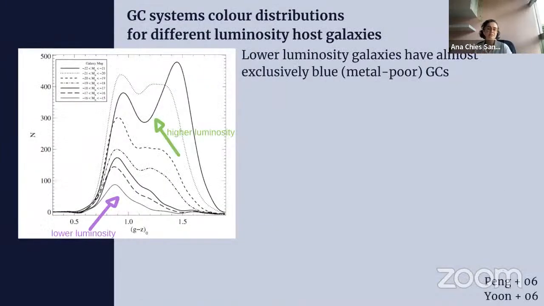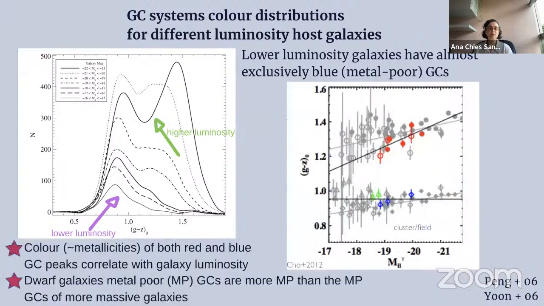If we look at the GC systems' color distributions for different luminosity host galaxies, we have that the lower luminosity galaxies have almost exclusively blue metal-poor GCs, whereas the colors or metallicities of both red and blue peaks correlate with host galaxy luminosity. And in dwarf galaxies, metal-poor globular clusters tend to be more metal-poor than the metal-poor GCs of more massive galaxies.